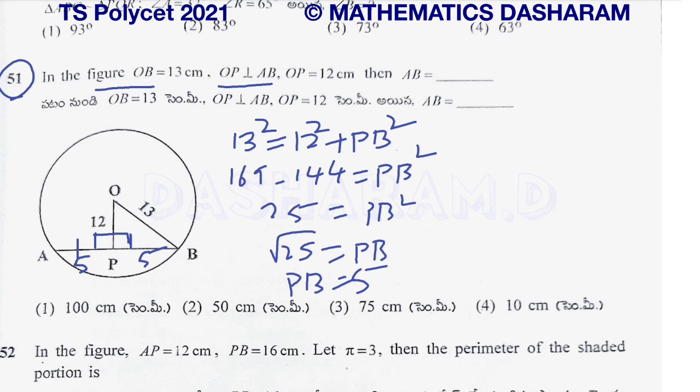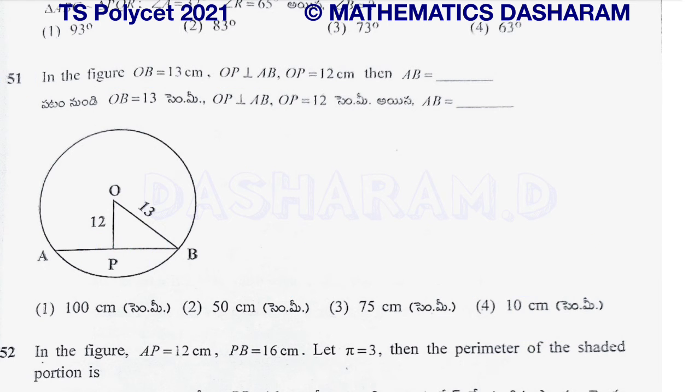Why? Because here OP is making 90 degrees with AB chord. So then OP will bisect the AB. So then overall AB value how much? 5 plus 5, 10 centimeters. So option 4 is correct.